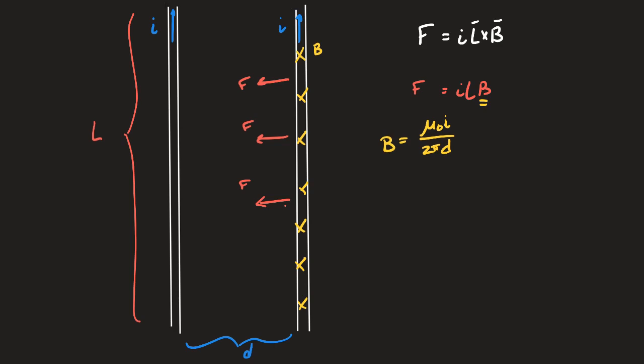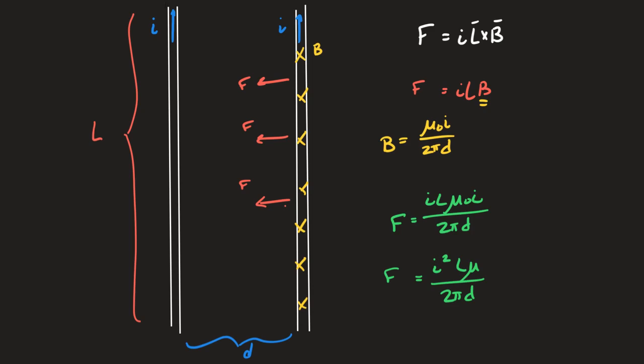So force equals I L mu naught I over 2 pi d, which produces this interesting effect, I squared L mu over 2 pi d. Now, not terrible, I don't think. But you know how I like to make comparisons.